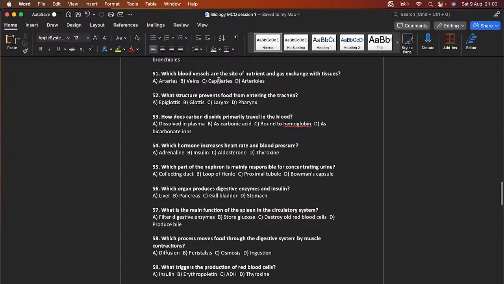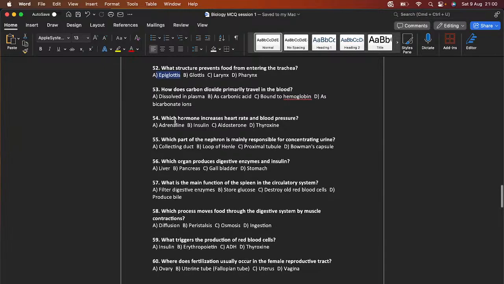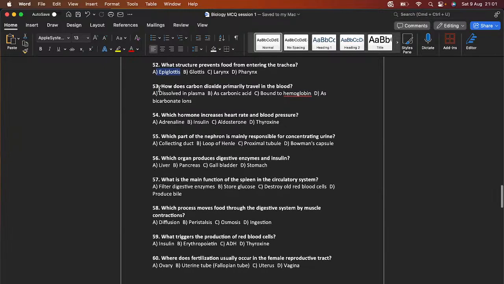Which blood vessels are the site of nutrient and gas exchange with tissue? Arteries, veins, capillaries, or arterioles. So it's the capillaries. Capillaries are essentially the smallest blood vessels that allow this exchange to take place. What structure prevents food from entering the trachea? It is the epiglottis. We saw that earlier. I think that was the first question, if I'm not wrong.